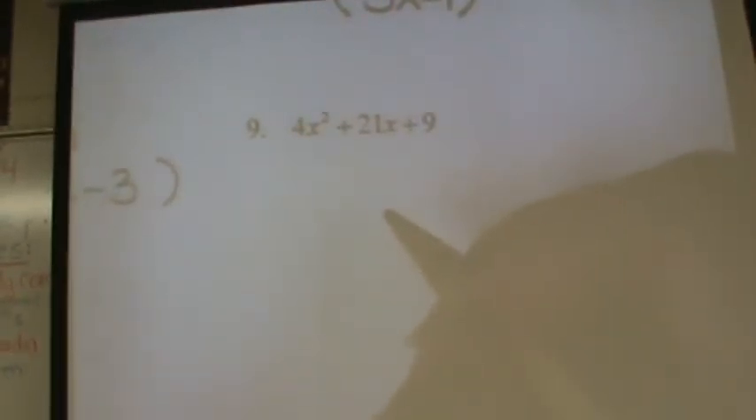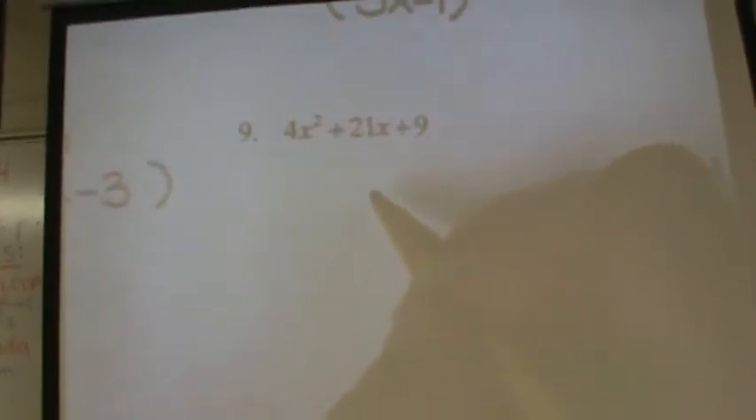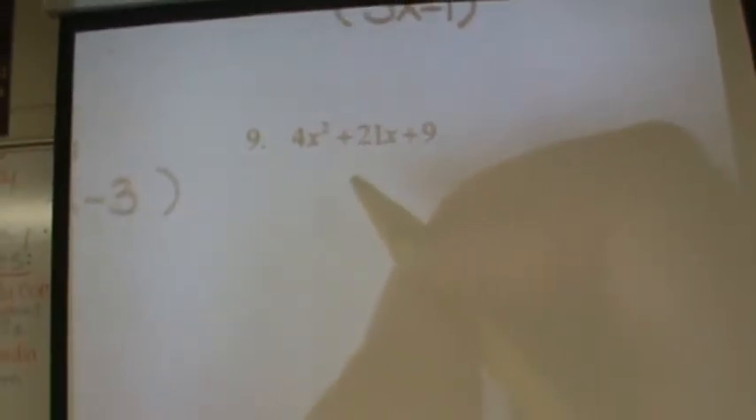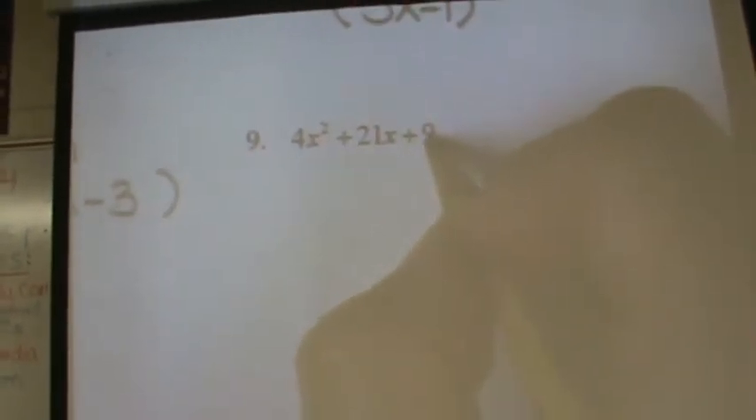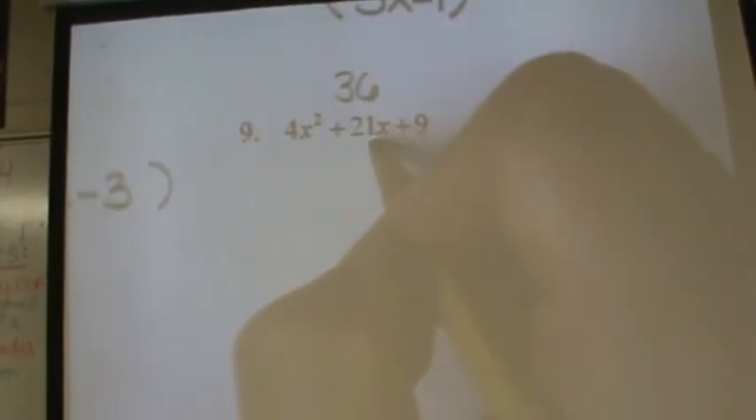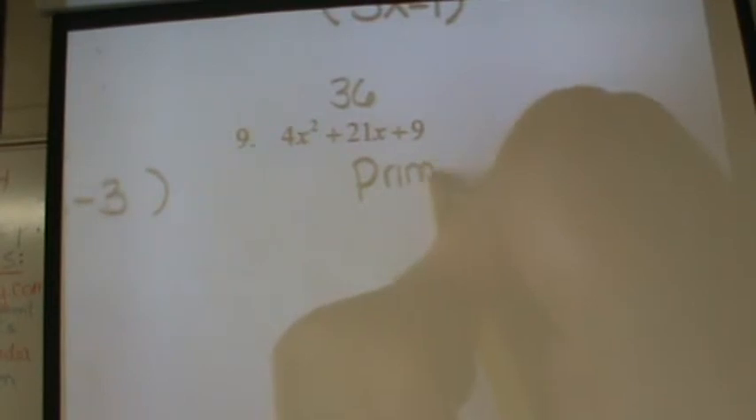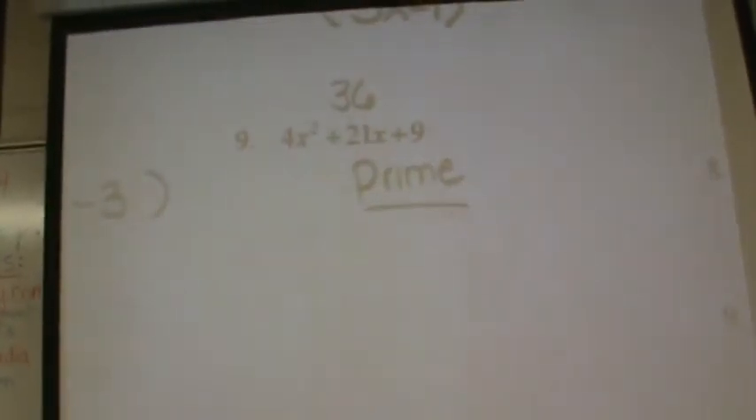Okay, this next one is a trick question. It's not factorable. You could have thought this was a perfect square trinomial, so 2x times 2x and 3 times 3, but it doesn't work. And if you use the AC method, 4 times 9 is 36. What two numbers multiply to give you 36 but add to be 21? There is nothing. So this one's not factorable, it's prime. There's nothing that works.